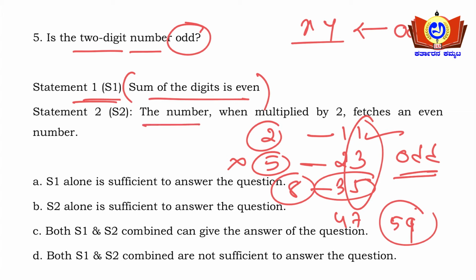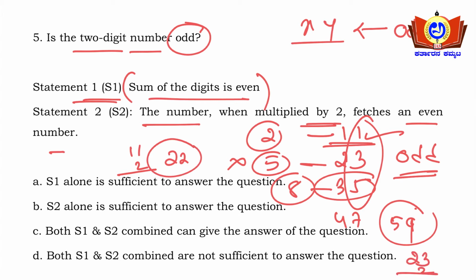The number when multiplied by 2 fetches an even number. Let the number be 11. Multiplied by 2 means 22, so even. And 23 is another odd number, multiplied by 2 means 46, again an even number.